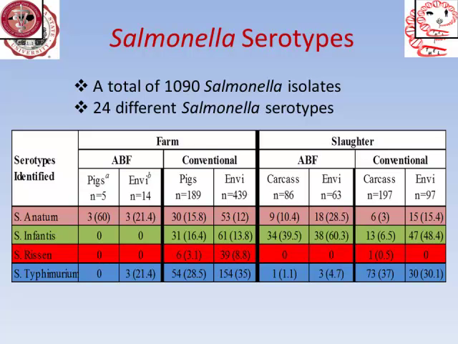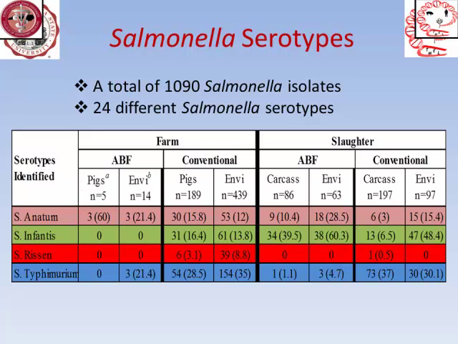So here is the Salmonella we isolated from this big USDA study we talked about. So we did serotyping from NVSL and we got the results. So here is what we found on the farm, at the antibiotic-free site and the commercial site, and this is what we found at slaughter.